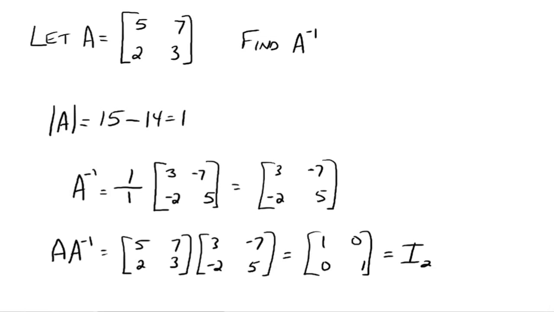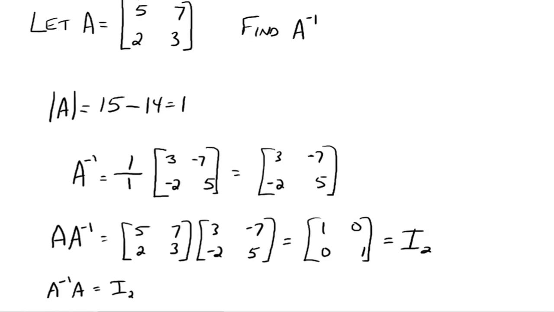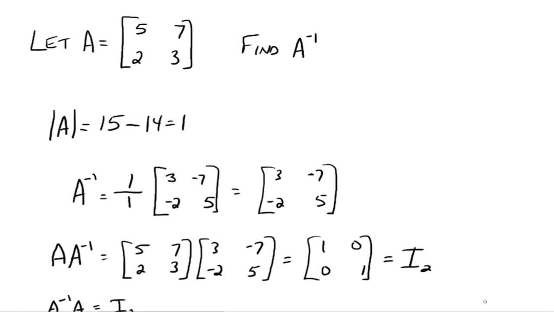Okay, same thing would happen if you did A inverse times A, right? That would also give you the identity back. And you should verify that later. So, division of matrices is not defined, but using the inverse, taking a matrix and multiplying it by its inverse, that will get you back to the identity.